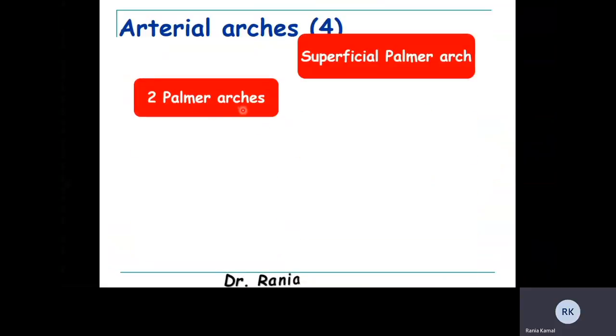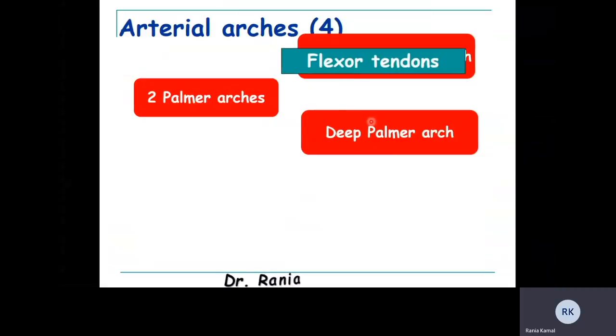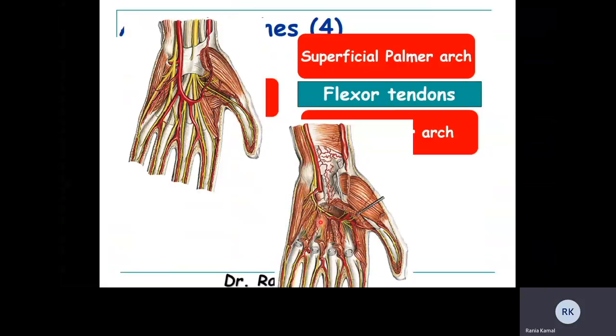So in the palm, we have 2 arches, one superficial palmar arch formed mainly by the ulnar artery, one deep palmar arch formed mainly by the radial artery, and they are superficial and deep to the flexor tendons. The superficial palmar arch lies about at the level of the outstretched thumb. The deep palmar arch is deep to the flexor tendons.